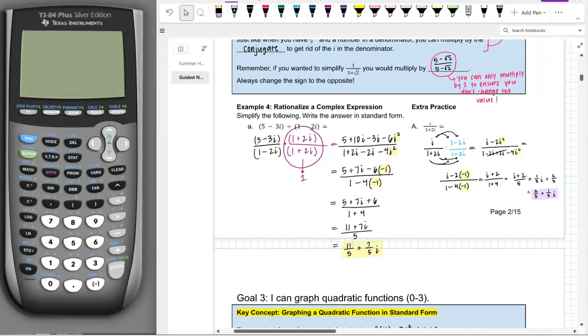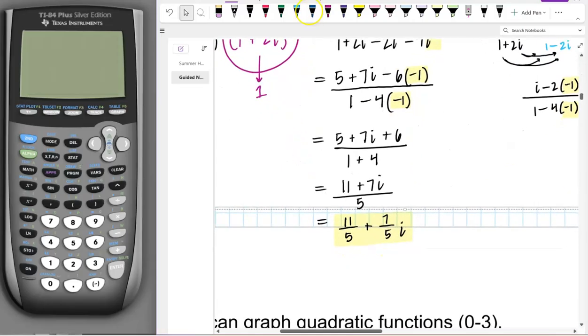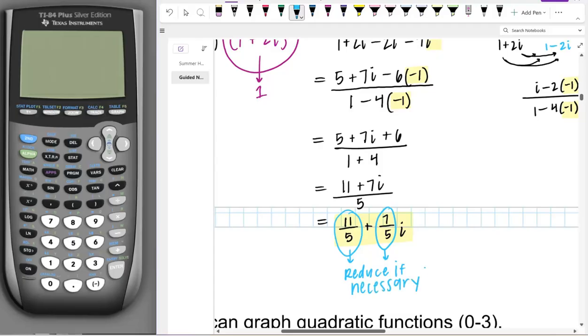So, one other thing to watch out for that I didn't mention is that you're going to want to reduce those. So 11 over 5 doesn't reduce, but just watch out and reduce both fractions, if necessary. We didn't have to in either of these problems, so we didn't see that at all, but I just wanted to make you aware that could happen.